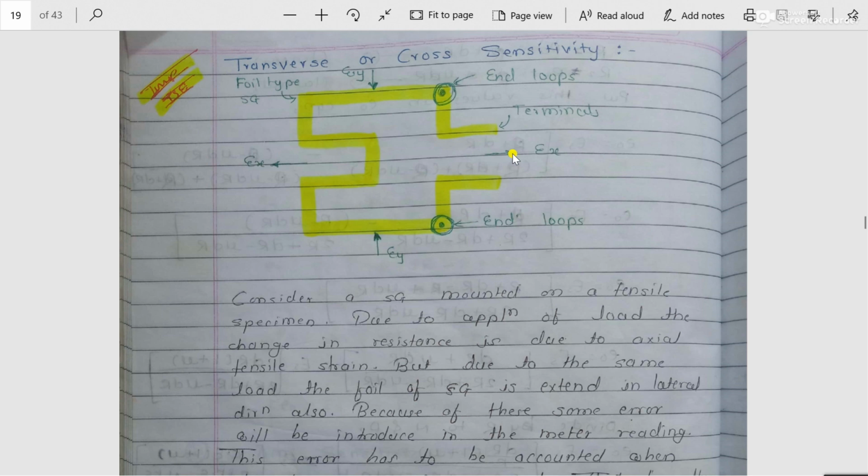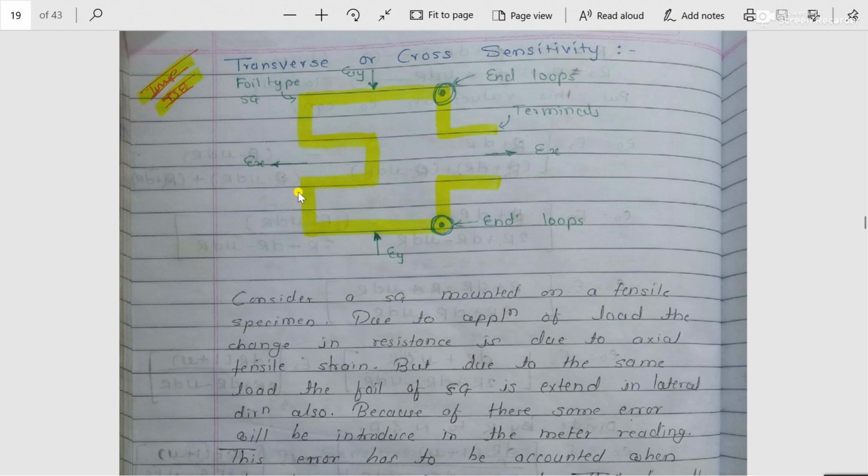We have to calculate the value of epsilon x, but while calculating it, the strain induced in the transverse direction, in the direction of y, that epsilon y, creates an error during the measurement. My requirement is only to calculate epsilon x, but while calculating that value, epsilon y creates an error during measurement. If high accuracy is required, I have to consider this error value. If such sensitivity is not required, neglect the error produced due to epsilon y.